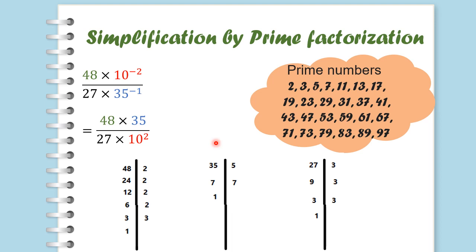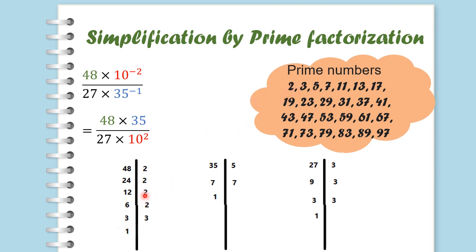Now, here are the prime factorizations of the following numbers. 48, for example. If it's divisible by 2, I divide it by 2. The answer is 24. Divisible by 2, I divide it by 2. The answer is 12. Divisible by 2. Maybe someone says to me 12 is also divisible by 4. We cannot divide by 4 because 4 is not a prime number. Maybe someone says it's divisible by 3. I cannot divide by 3 because I can still divide by 2. So I cannot skip 2 unless it's not divisible anymore by 2.